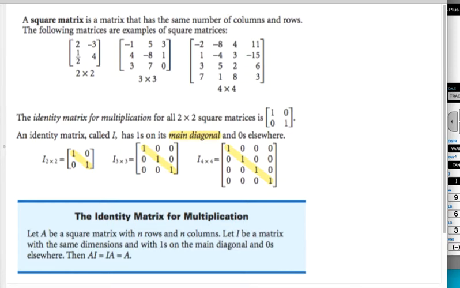Basically, what the identity matrix for multiplication looks like is ones along this diagonal, which is called the main diagonal, and you'll see that right here, and zeros everywhere else. So the diagonal from the top left to the bottom right is called the main diagonal. Those are all ones. Everything else is a 0. So let A be a square matrix with n rows and n columns, and I is the identity matrix with the same dimensions. If you multiply A times I or I times A, you get A. It's like multiplying a matrix by 1, essentially. It doesn't change it at all. That's going to matter moving forward because we're going to talk about inverses next.